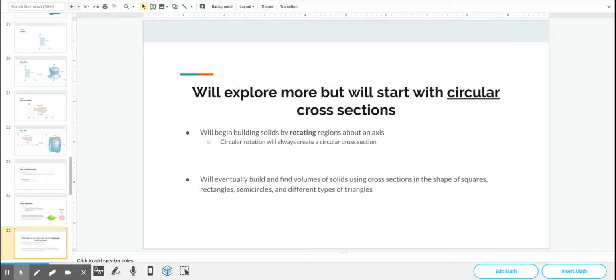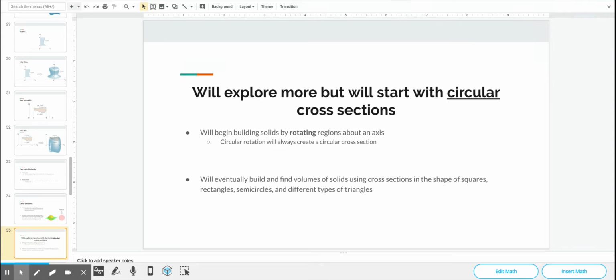So in the beginning here, we're only going to use circular cross sections, which is going to make it a little bit easier on us to start setting up some of these formulas. But again, I want you to keep this idea that not all cross sections are circles. So we're not always just going to be using circles. We will be using other shapes.